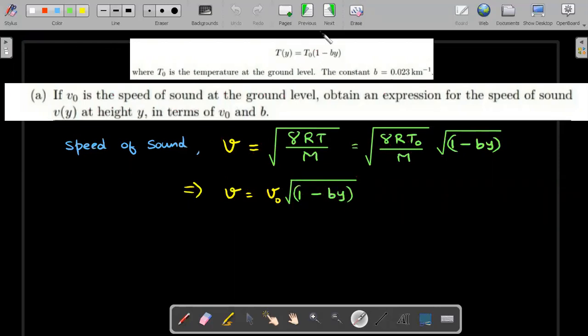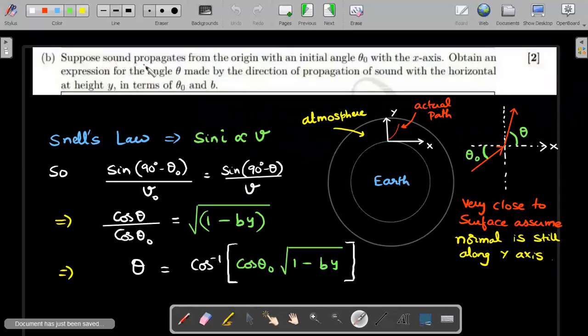Okay, let's go to the B part, the second part. Suppose the sound propagates from the origin with an initial angle of theta naught with the x-axis, right? So I've drawn it; let's suppose the sound starts from Earth. This is, assume, the spherical atmosphere of Earth, and sound starts at this place with an initial angle of theta naught with the x-axis. So it's not starting horizontally, it's making an angle. Obtain an expression for the angle theta made by the direction of propagation of this sound ray with the horizontal at height y, in terms of the original angle theta naught and the constant B. Okay, so this is the question. You need to understand the actual path of the sound ray would be a curvilinear one.